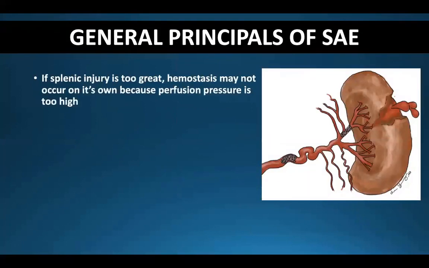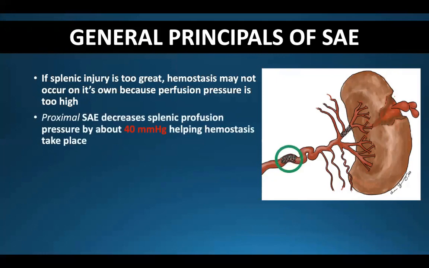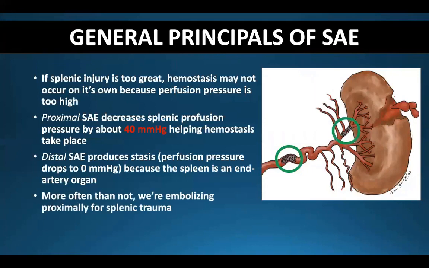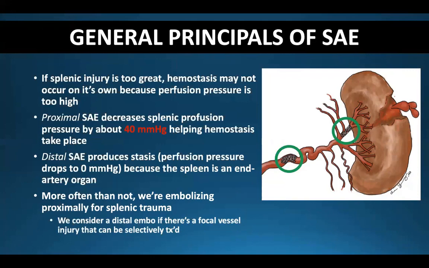If the splenic injury is too great, hemostasis may not occur on its own because perfusion pressure is too high. We can embolize proximally in the splenic artery, which would decrease perfusion pressure by about 40 millimeters of mercury, allowing hemostasis to occur. Or we can embolize distally in a subselective branch, which would produce stasis completely, with perfusion pressure dropping to 0 because the spleen is an end organ. More often than not, we are embolizing proximally. We consider a distal embolization if there's a focal vessel injury that we can subselect.